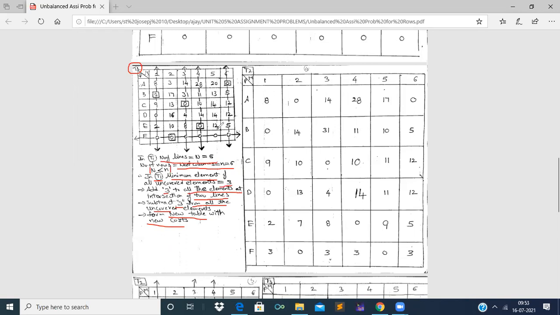14 minus 3 is 11. 12 minus 3 is 9. And at the last, 0 is underlined. Therefore, we write this 0 as it is. And see here, all the elements are underlined in the sixth column. Therefore, we write all the elements as it is, 3, 0, 5, 12, 12, 5, except this 0. At this 0, we find the intersection of two lines. Therefore, we get 3 here, right?